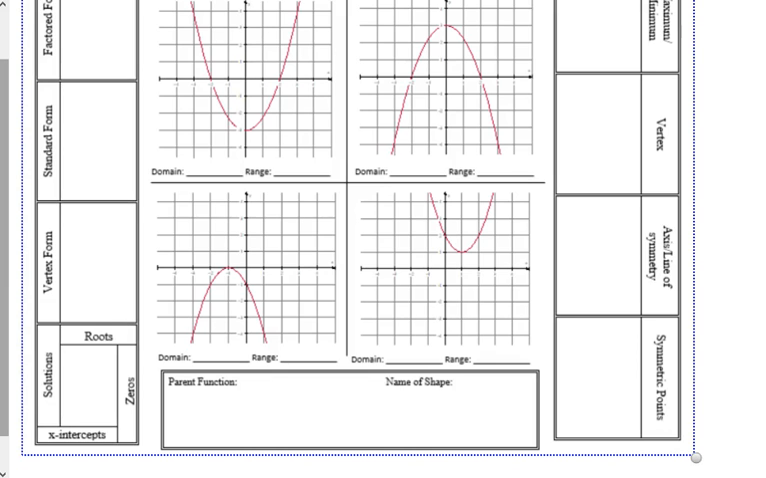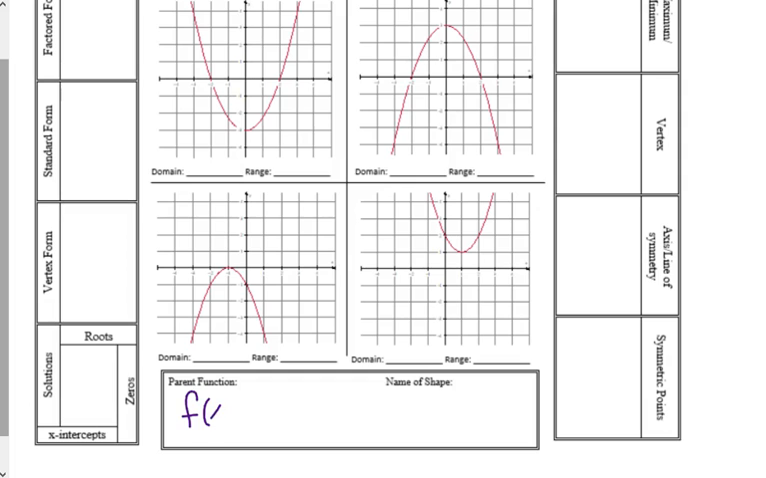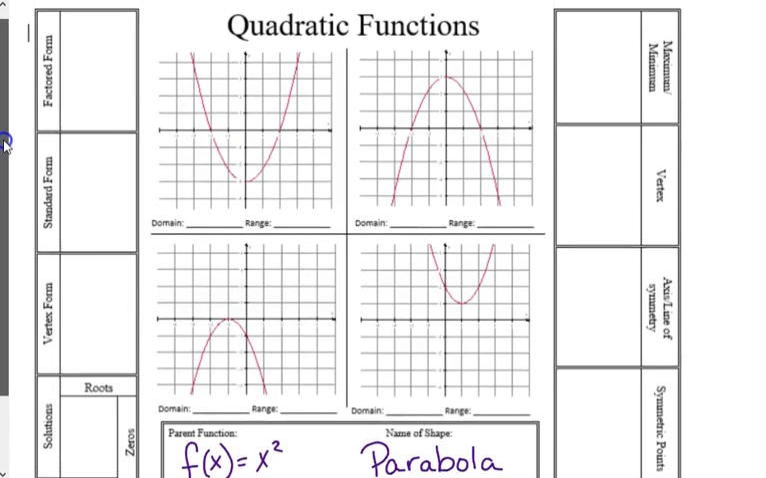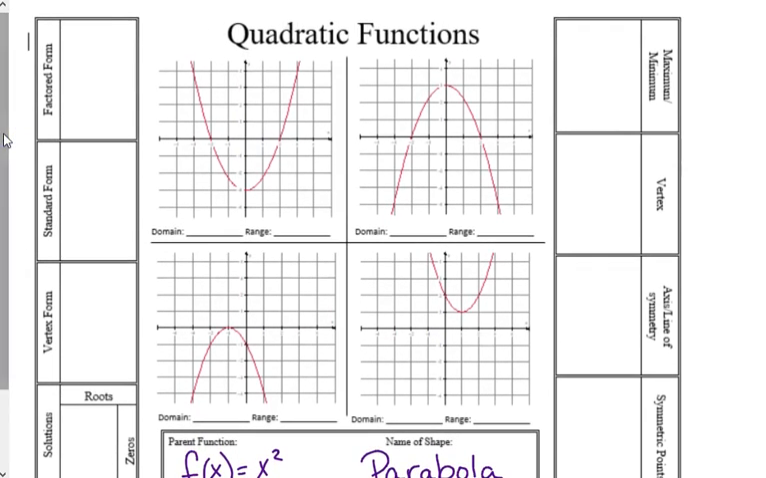And for a quadratic, we're going to have f of x is equal to x squared. That's the same thing as saying y equals x squared. And the name of the shape of this graph is called a parabola. These are just some important things to know in case you are asked about the parabola so you know what you're talking about and what the parent function is.